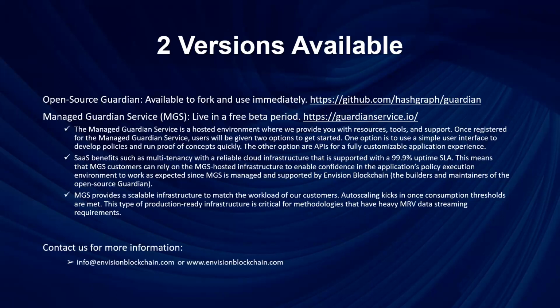In addition, MGS provides a scalable infrastructure that can handle heavy MRV data streaming requirements. Auto-scaling kicks in once consumption thresholds are met, ensuring that our solution can match the workload of our customers. This production-ready infrastructure is critical for ensuring our customers can achieve their goals with confidence and scalability.